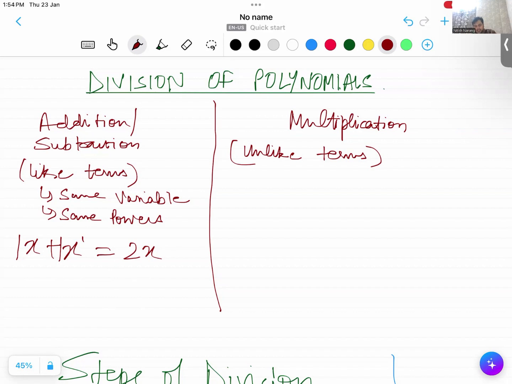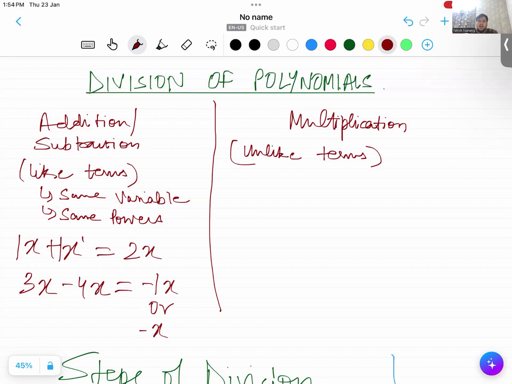Now in the second case, 3x minus 4x, the x are the same in both the terms, therefore they are like terms. In the case of like terms, only their coefficients are added or subtracted. So in this case 3 minus 4 should happen. 3 minus 4 is minus 1, so we will say minus 1x or minus x.